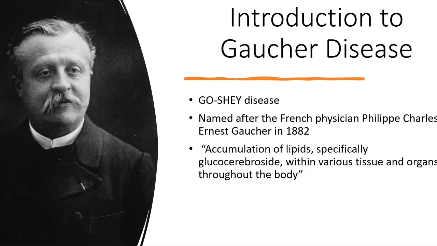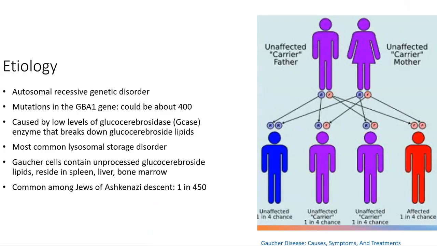Gaucher disease is an accumulation of lipids, specifically glucose cerebroside, within various tissues and organs throughout the body. Gaucher disease is an autosomal recessive genetic disorder, which means that both parents are carriers of the disease and have a recessive allele of Gaucher disease on their genotype.